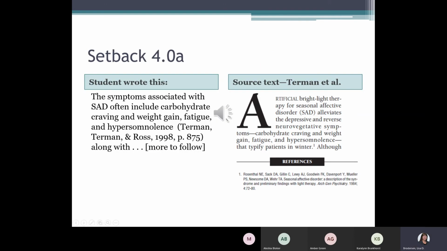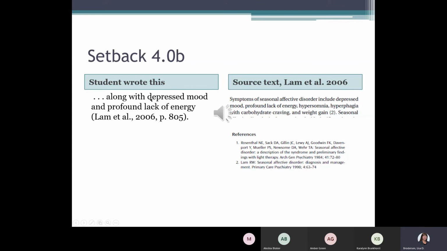All right, so here's setback 4A. The student wrote that the symptoms associated with SAD often include carbohydrate craving and weight gain, fatigue, and hypersomnolence, and credited that information to Terman and Ross. Again, in 7th edition style, you would just write Terman et al., along with depressed mood, and then cited Lamb et al.